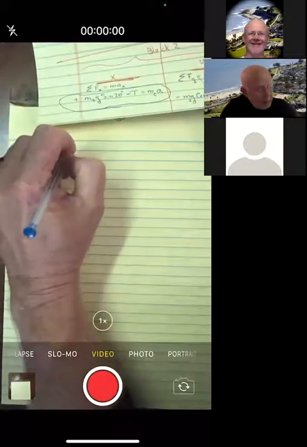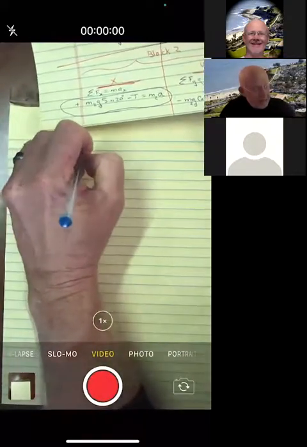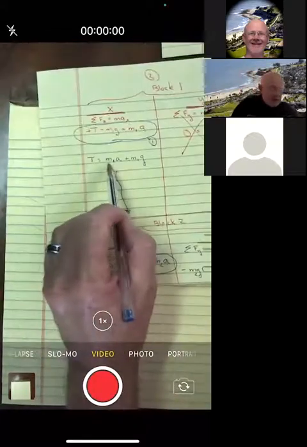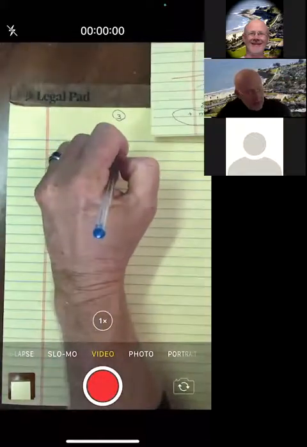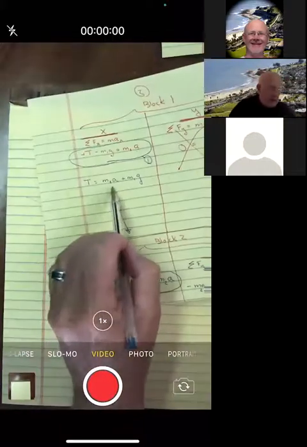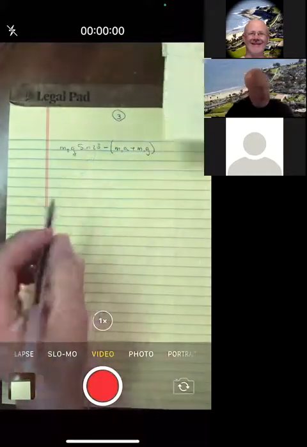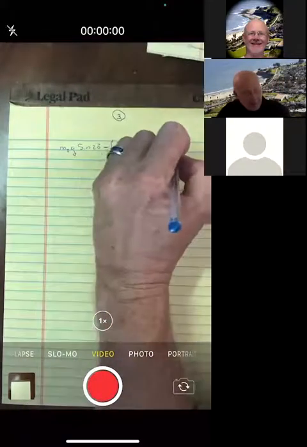M2G sine of 20 degrees minus the tension. Well, the tension, I'm going to use this. So M1A plus M1G equals M2A.